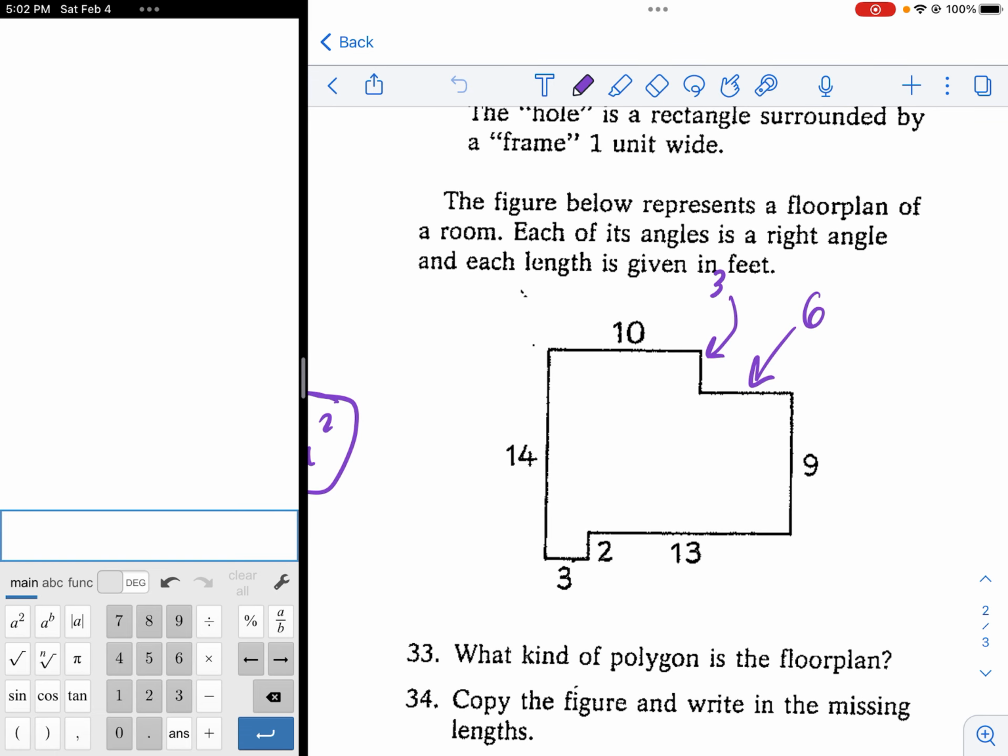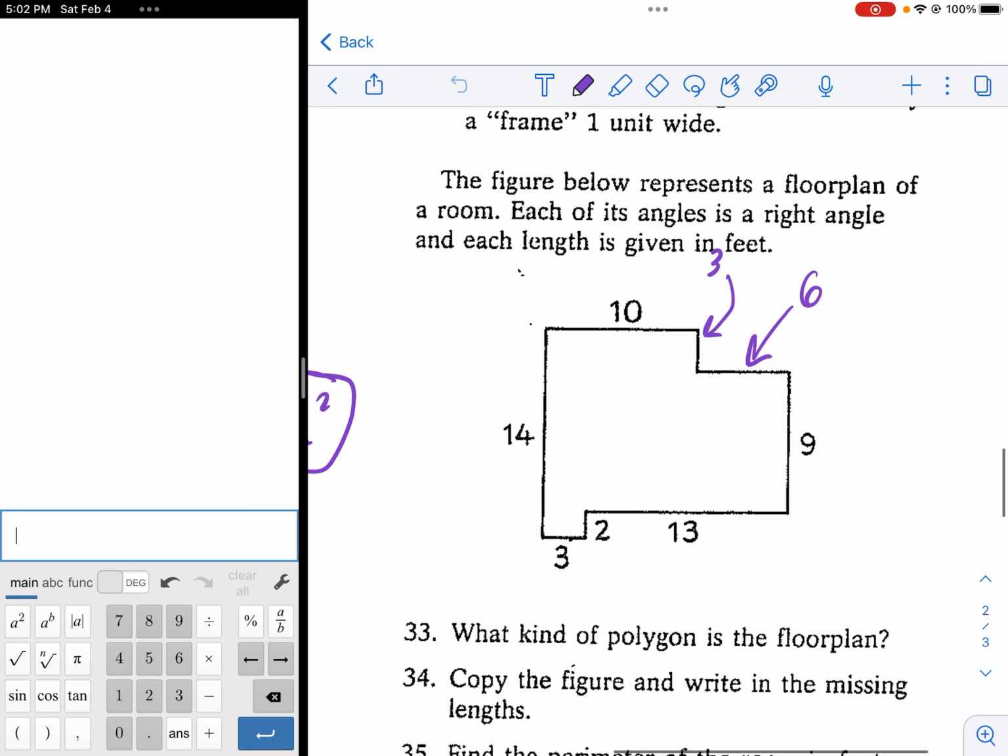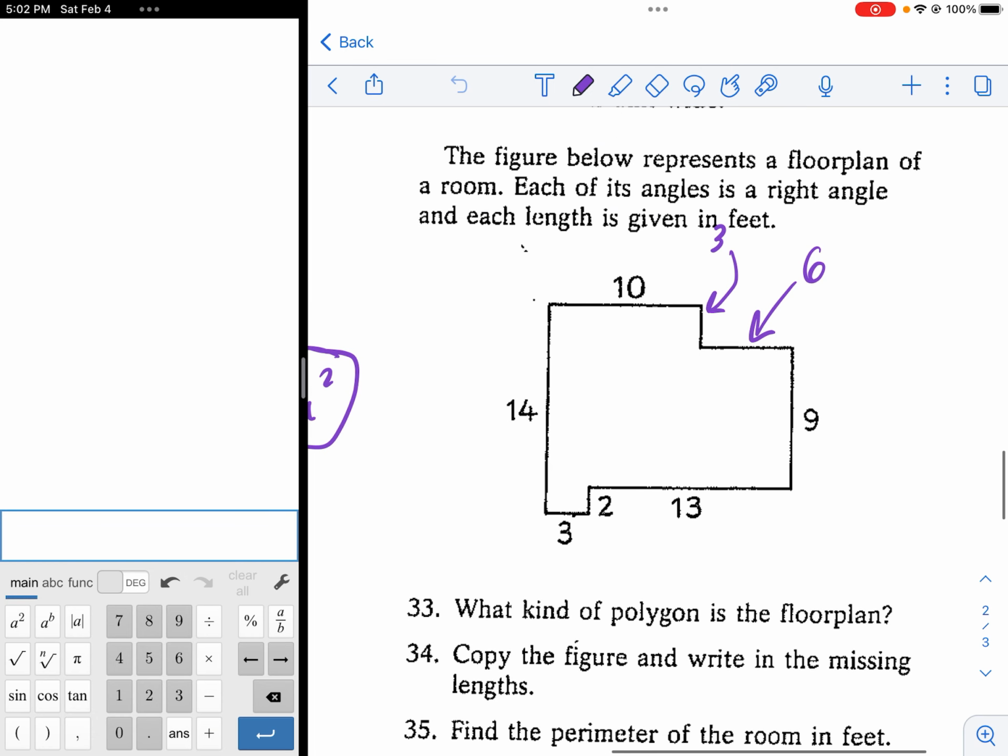Picking up where we left off, looking at finding some missing lengths. That's number 34, which asks what the missing lengths are. We got a 2 here, a 9 here as a vertical length, and a 3 that makes this vertical length. That's how we found that, because 9 plus 2 plus 3 is 14, which is this total vertical length. Something similar here: 3 plus 13 gives me a total of 16, and I have 10, so the rest of that length would be 6, so 16.